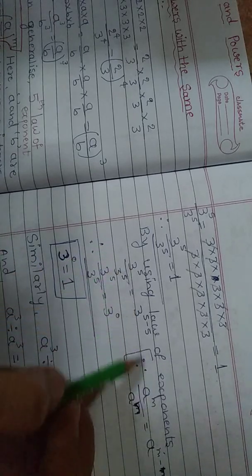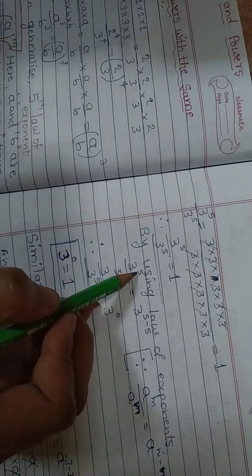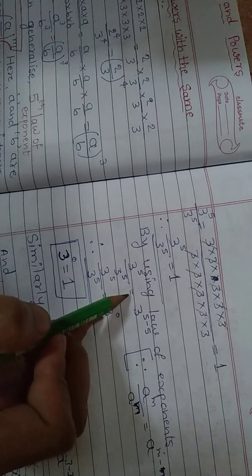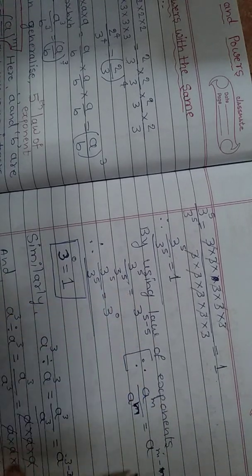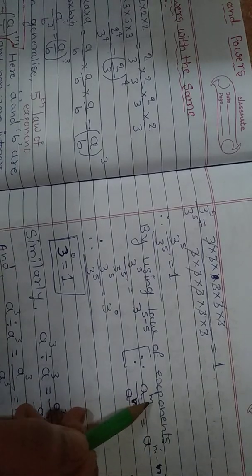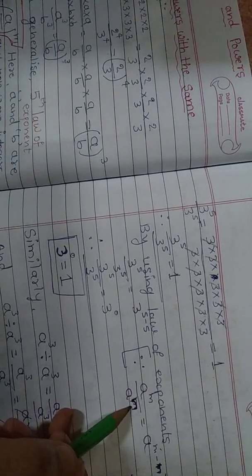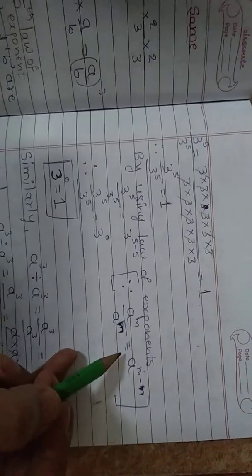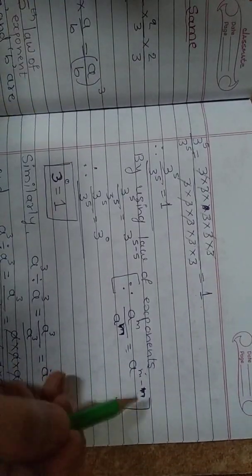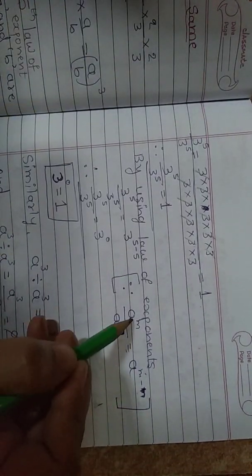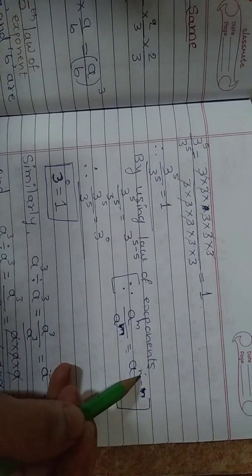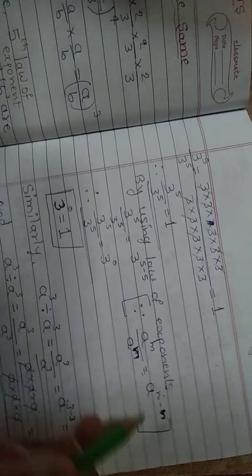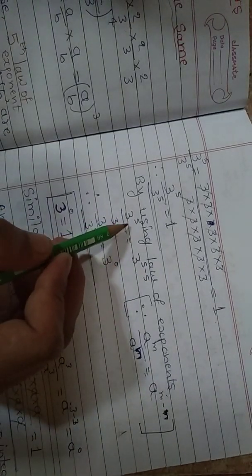So, by using the law of exponents, 3 raised to 5 divided by 3 raised to 5 is equal to... we have already studied the second law of exponents. What does it state? a raised to m divided by a raised to n is equal to a raised to m minus n. If the bases are same and it is division, we have to subtract the exponents. So here, can we use the second law of exponents?